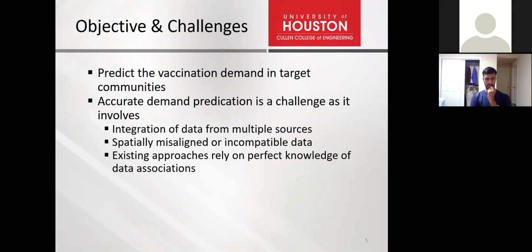Secondly, the data we have is available on different spatial scales. For example, the data on the census tract level and the school zone level is on a different scale and is often referred to as spatially misaligned data. And lastly, the existing approaches rely on perfect knowledge of the data associations, such as the geographic interactions and the covariate functions. And in this problem, we don't have that information.